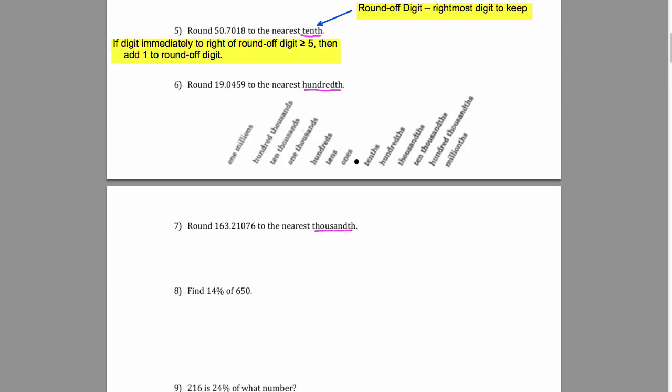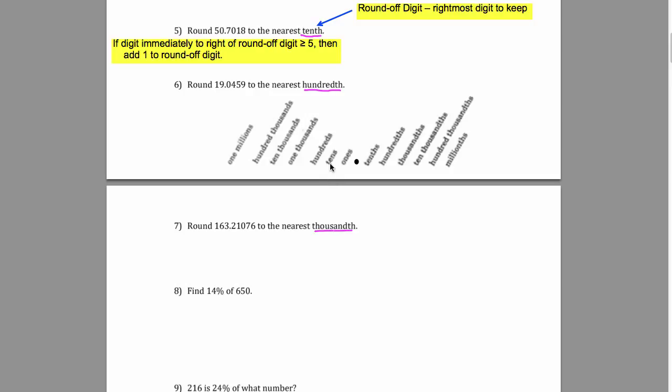Now, in order to round properly, you need to know what the tenth, hundredth, and thousandth columns are, where they lie in the number. So what I've done is copy a place column chart into the video that you're now seeing. It may be a little blurry, but I'll walk you through.